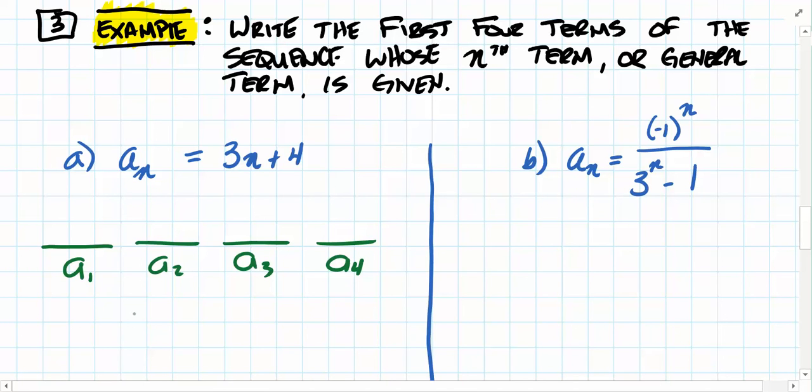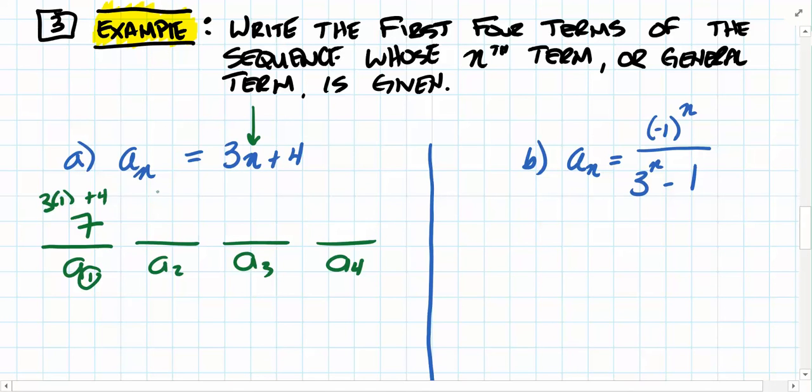Okay, how do I get the first term? Well, it's a function, so I need to plug in the number 1 right there for n and then evaluate. So it's going to be 3 times the number 1 plus 4. 3 times 1 is 3 plus 4. That's the number 7. So the first term of this sequence is the number 7.